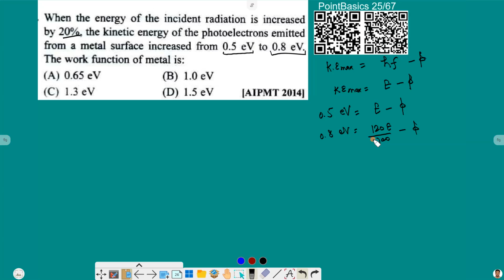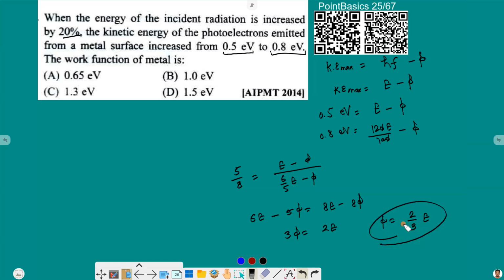So now what we can do? Now we can divide both of these. So we will get 5 by 8 is equal to E minus phi, and the 0.5 gets cancelled. This will be 6 by 5 of E minus phi. Cross multiplying, we will get 6E minus 6 phi is equal to 8E minus 8 phi. So this will give us 2 phi is equal to 2E, and basically phi is equal to 2 by 3 of E.